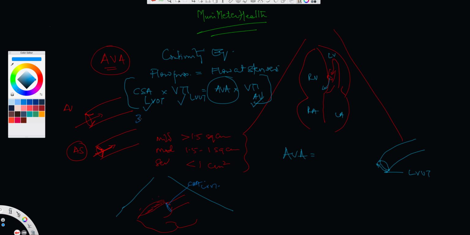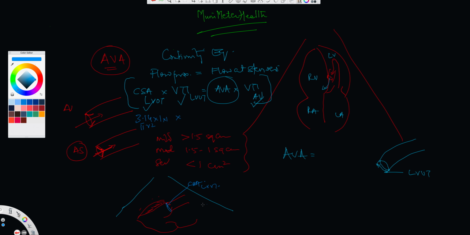It'll be 3.14, and what is that? That is the pi. Remember the good old equation, pi r square? So same way you'll calculate the CSA here. 3.14 times, the radius was 1 times 1. And that multiplied by VTI LVOT.